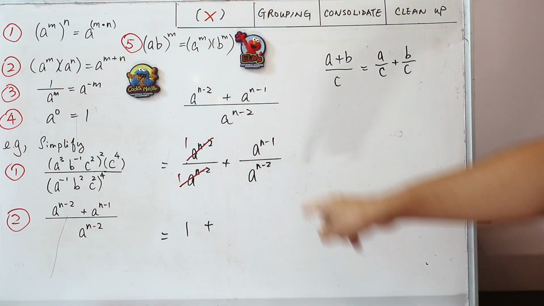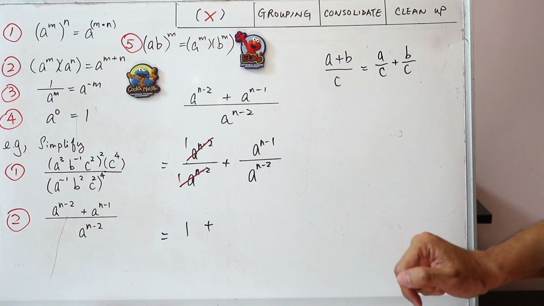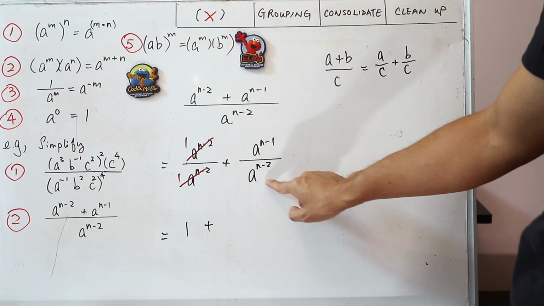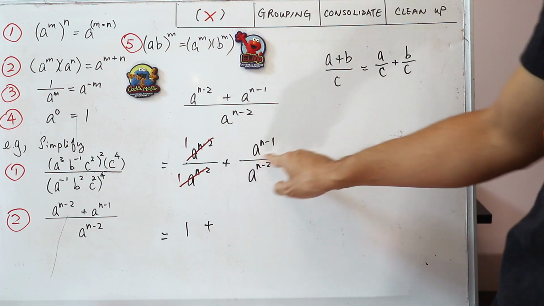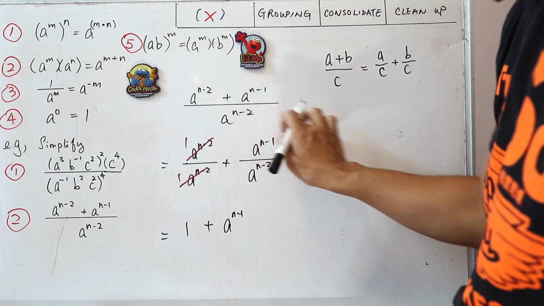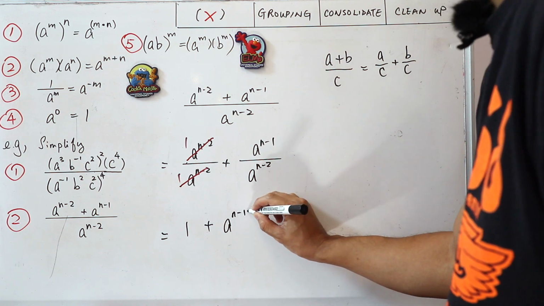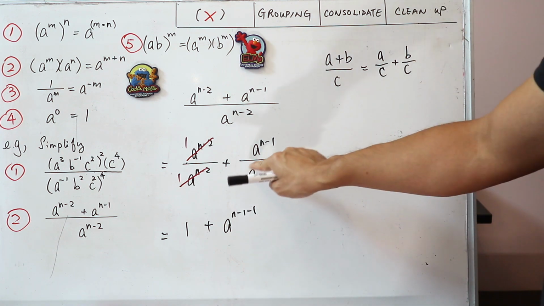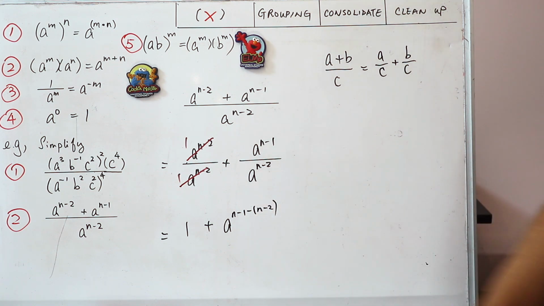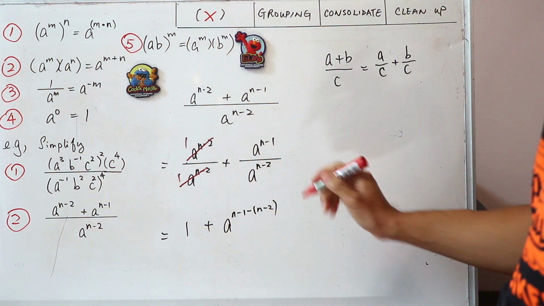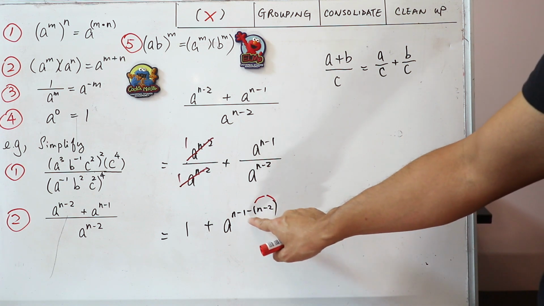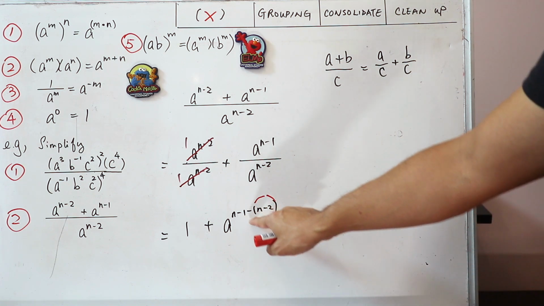But what about this? How can we simplify this term? We can actually use this law again. So anything we have on the denominator, we can bring it up to the numerator. But we have to negate the index. So it will become a to the power n minus 1, which comes from the numerator here. And then subtract what? We have to subtract this whole thing here. We have to subtract n minus 2. So you cannot forget this bracket here. These 2 brackets are very important. This round bracket is very important because it means you are subtracting the whole thing, not subtract n and then subtract 2, okay? So you have to subtract this whole thing here.